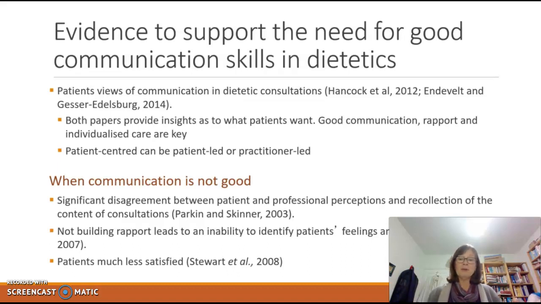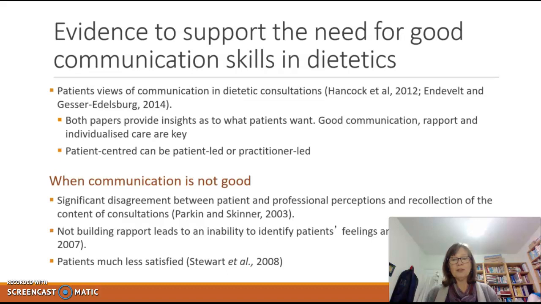And one of the really important aspects of that is that being patient-centered can mean that it's patient-led. So the patient is taking control and taking a real lead in the consultation. But sometimes people don't want that. So sometimes they want more practitioner-led. So they want to be given more information. So our skill set is to become flexible practitioners so that we can work with what the person actually wants.